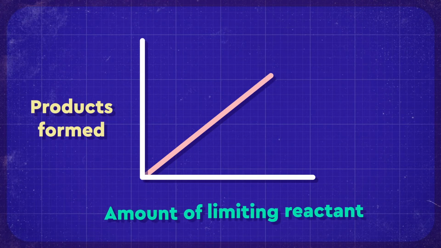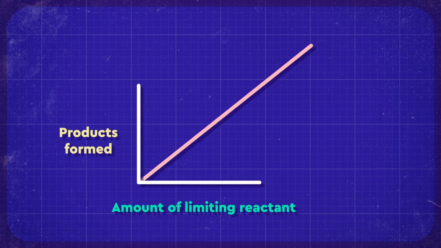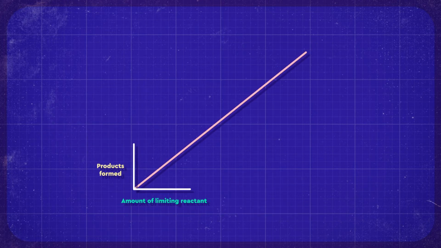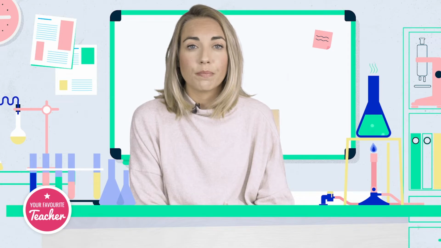The amount of product formed is directly proportional to the amount of the limiting reactant. If you halve the limiting reactant, you'll halve the amount of product. If you triple the limiting reactant, provided everything else is still in excess, then you'll triple the product. This is because there are more reactants available to combine and form the new products.